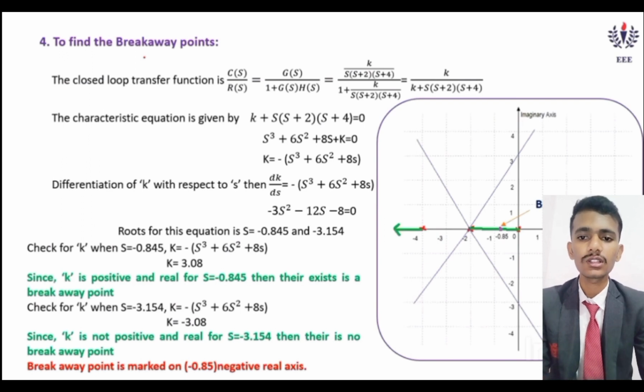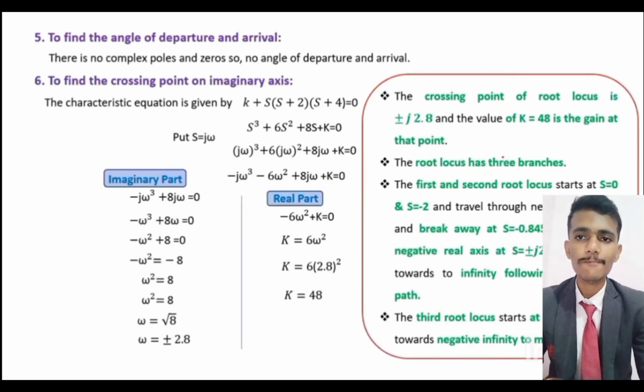On another slide there is the fifth point, in which we find the angle of departure and arrival. This depends on the number of complex poles and zeros. In the sixth point, we find the crossing points of the imaginary axis.